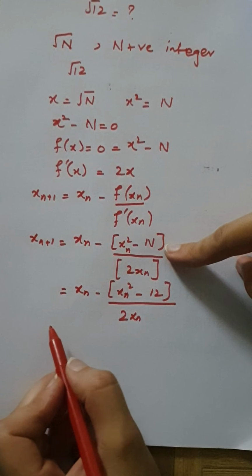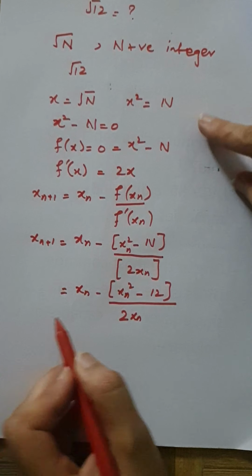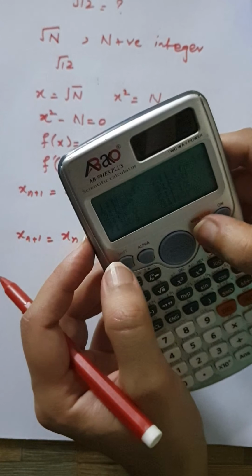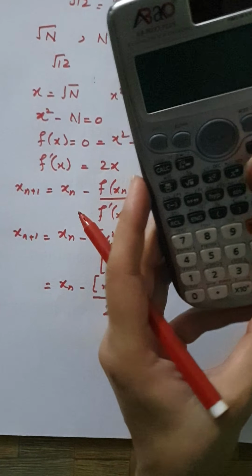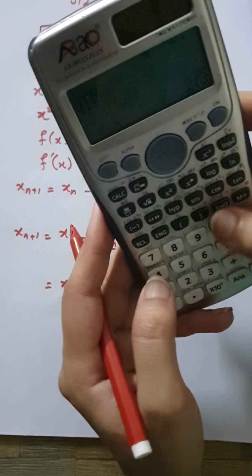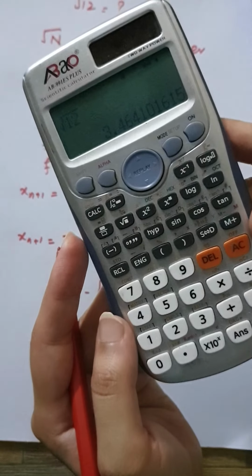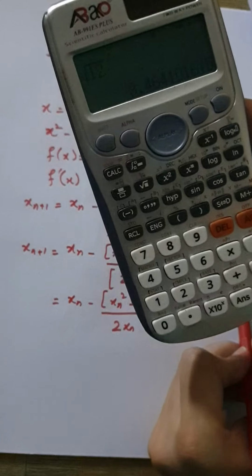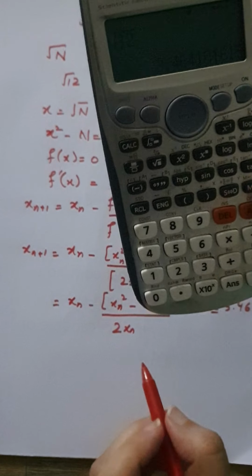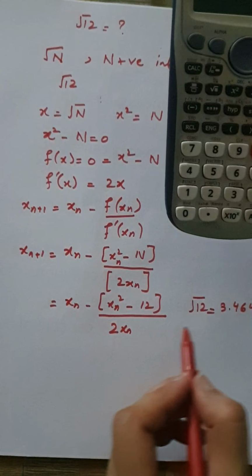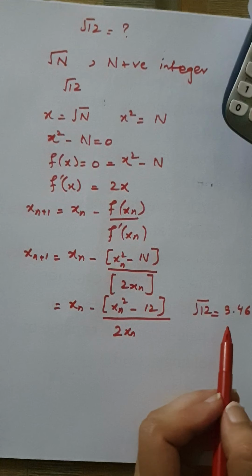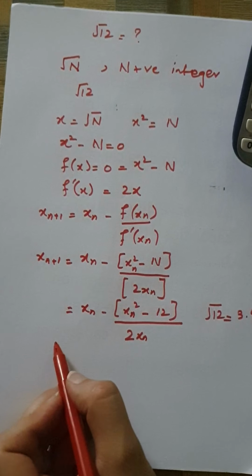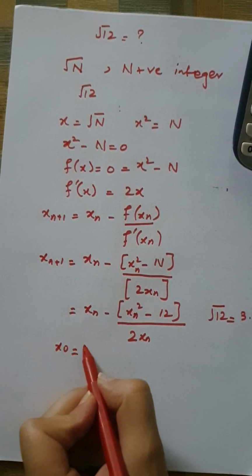So let's start with any initial guess, and using the calculator we can see what is the value of the square root of n. So the square root of 12 is equal to 3.4641, and if we are interested in a limited number of decimal places, we will limit it to 3 decimal places so that we don't have to perform the iterations multiple times. So let's start with the initial guess 3. So let's say x naught is equal to 3.